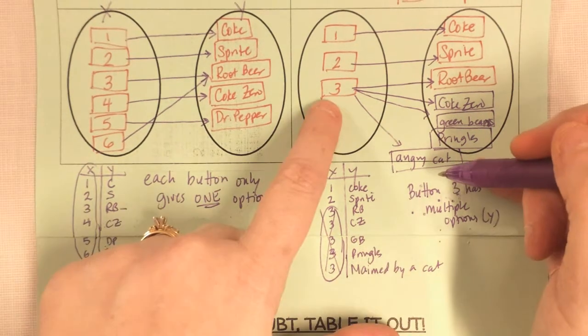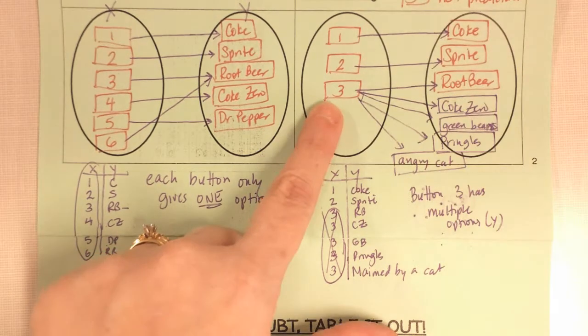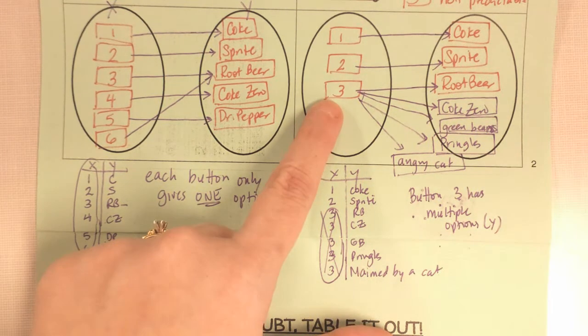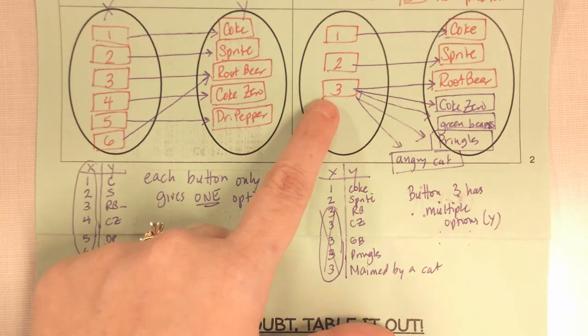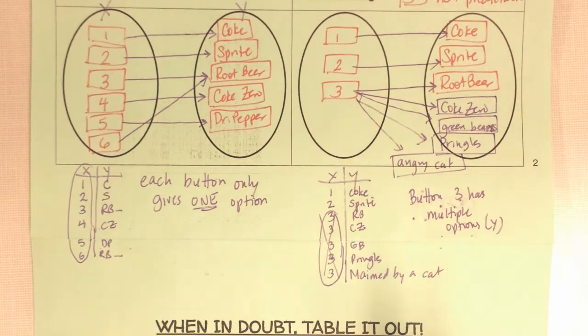This isn't a function because when I hit the 3 button, there's, I even forgot to draw an arrow to the Pringles. There's like 5 different things that could happen. That's not okay. When I put my money in and I want a root beer, I want a root beer. I don't want a Coke Zero or green beans or Pringles or an angry cat. Okay? So that's what makes something a function.